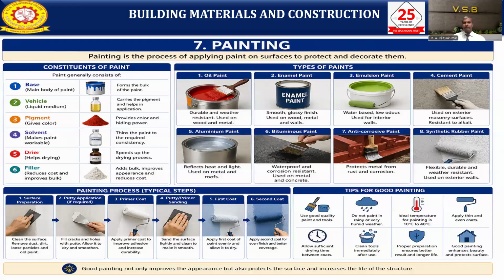There are different types of paints: oil paint, enamel paint, and emulsion paint. Now we can see them one by one. Oil paint is durable and weather resistant, used on wood. Enamel paint is smooth and gives a glossy finish, used on wood, metal and walls.